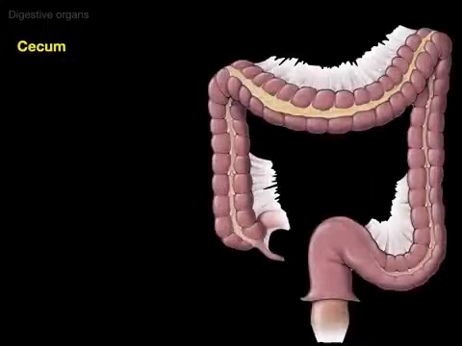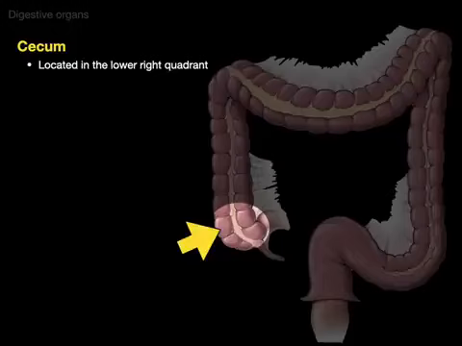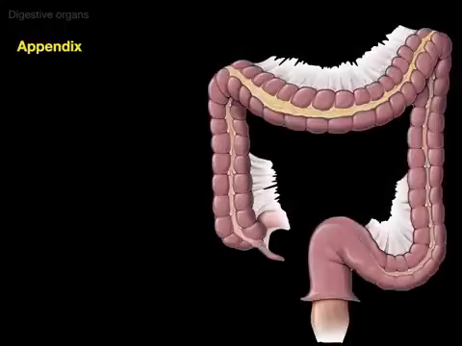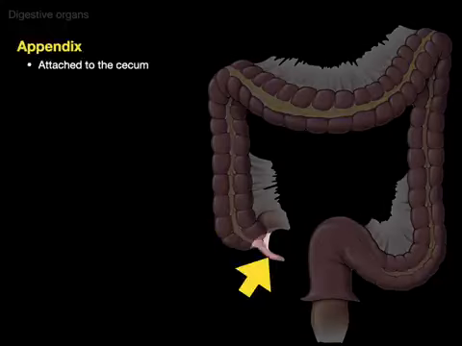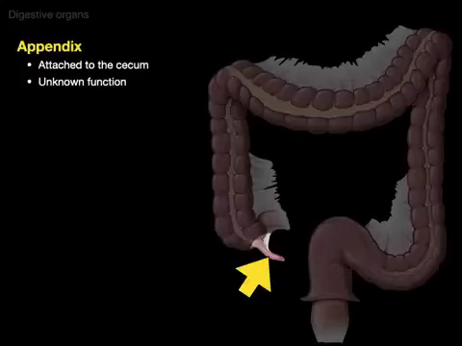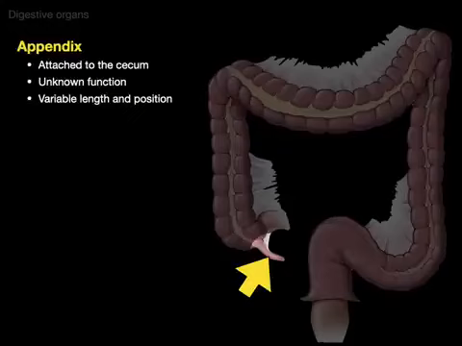All right, so now let's talk about the cecum. It's located in the lower right quadrant of the abdomen. It's a blind-ended sac. It's the start of the large intestines. And coming off the cecum is the vermiform appendix right there. It's attached to the cecum, and it has an unknown function for the most part, though more literature is showing that it might have very important intestinal flora inside, and it has variable length and position.